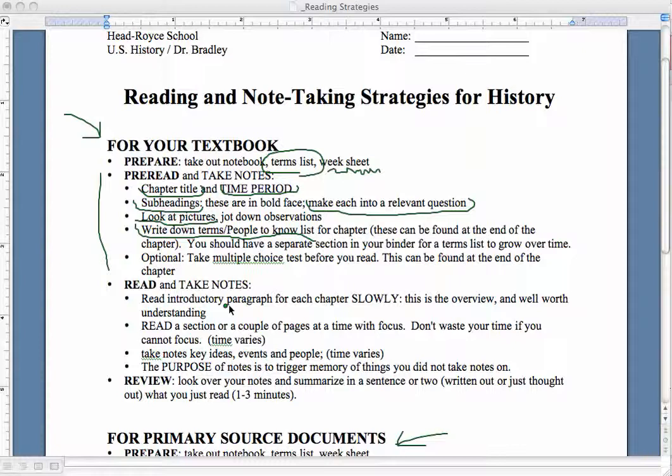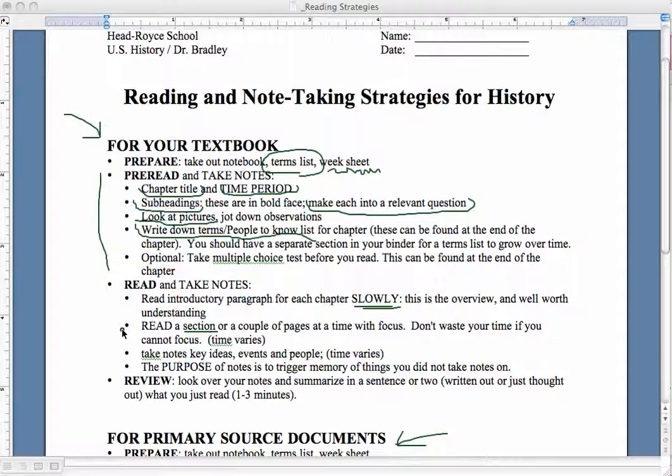You read the introductory paragraph for each chapter slowly, and I would recommend doing this for any reading assignment, even if the reading assignment starts on page 16, as it does for tomorrow, because the first paragraph of each chapter is the overview, and it's well worth understanding. Then read a section that's outlined by a subheading, or a couple of pages at a time with focus. Don't waste your time if you cannot focus.